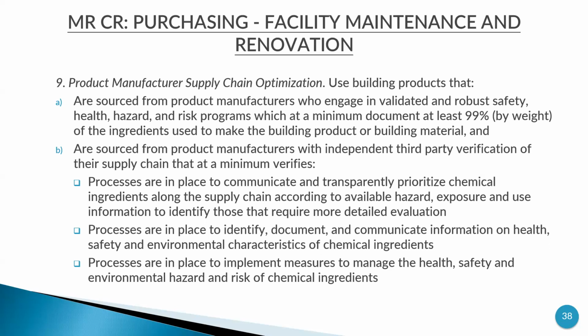And these products are to be sourced from product manufacturers with independent third-party verification of the supply chain. For example, we are making construction products. Yes, construction chemical products: waterproofing, sealants, and all this kind of thing. So as a manufacturer, we should validate our products, that at least 99% of the ingredients used to make the building products and materials.